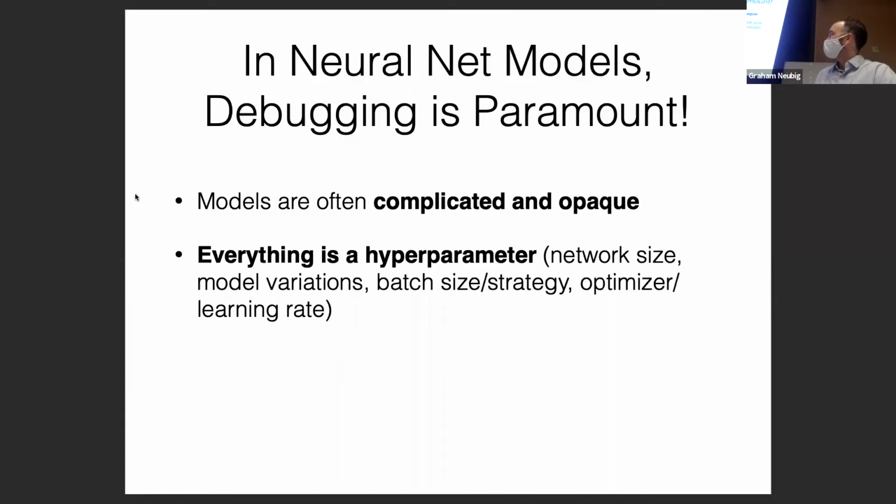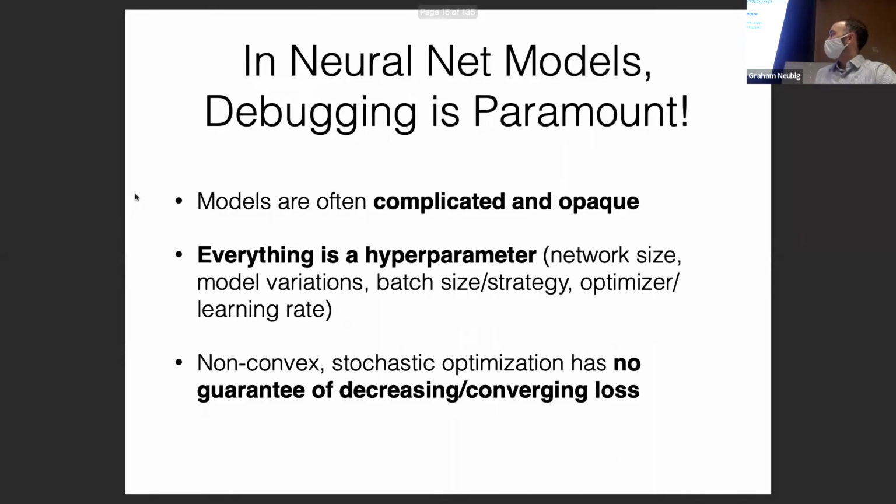Another thing is that everything is a hyperparameter, including your network size, your model variations, your batch size, sampling strategy, your optimizer and your learning rate, even what data you train on. So because of this, it can be hard to tell what's going wrong. And another issue is that you're doing non-convex stochastic optimization. So this is in contrast to something like regular logistic regression of a linear model or support vector machines.